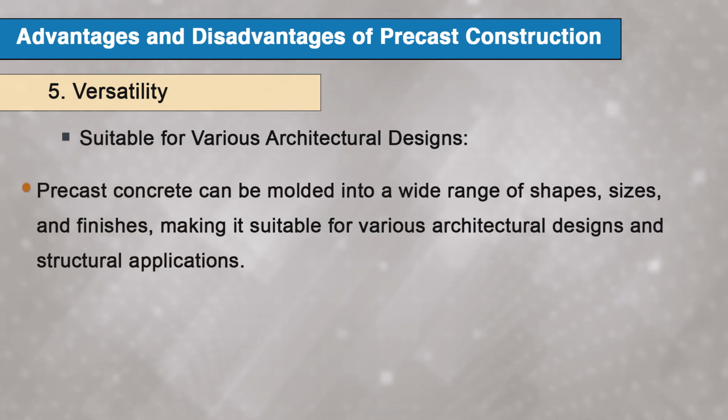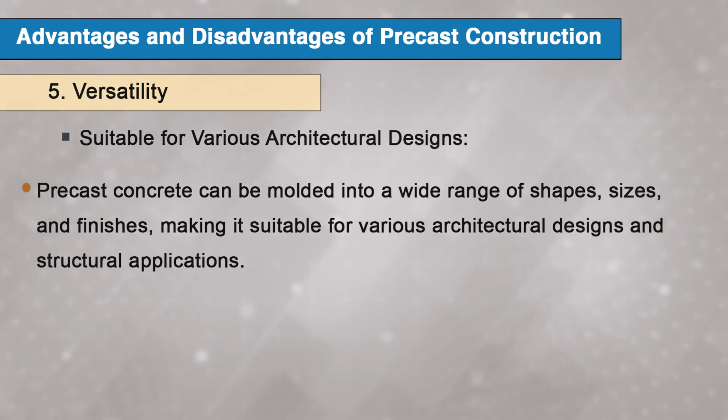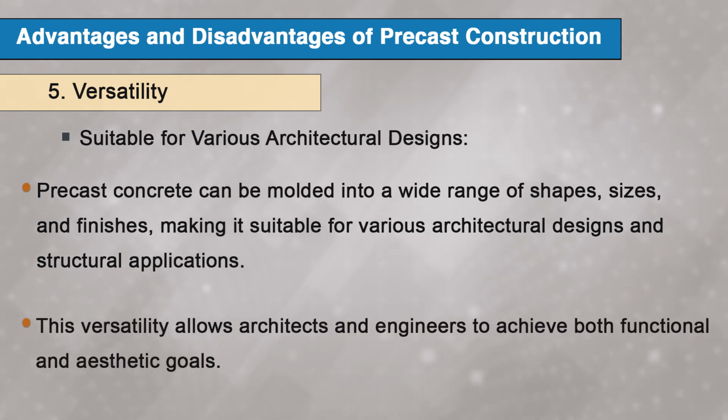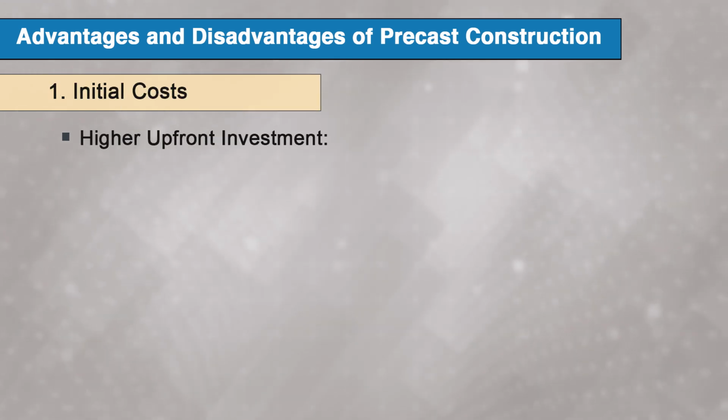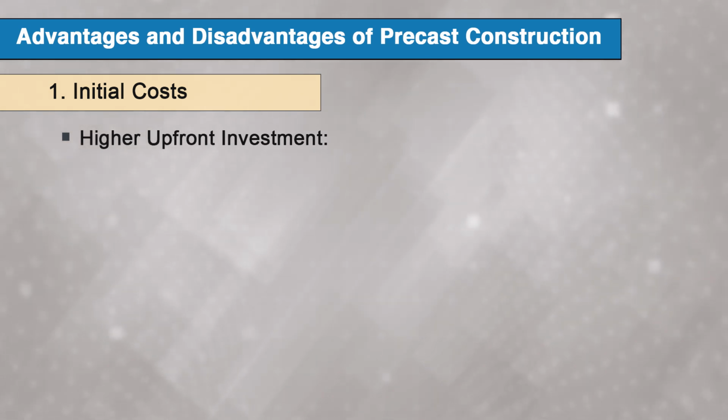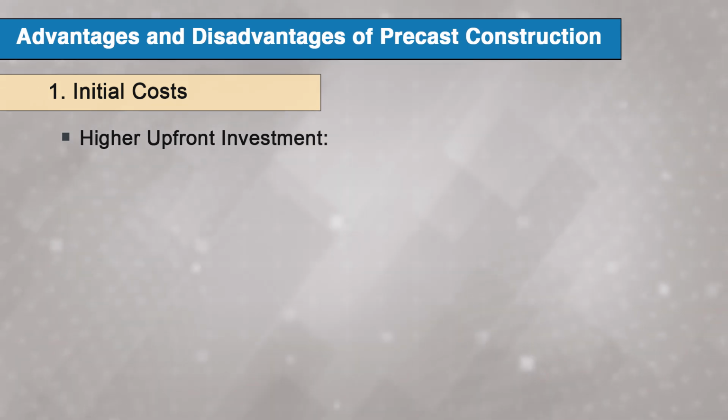So, precast concrete can be molded into a wide range of shapes, sizes and finishes, making it suitable for various architectural designs and structural applications. This versatility allows architects and engineers to achieve both functional and aesthetic goals. Taking an example, a precast panel can be designed in decorative finished patterns or even embedded colors, offering flexibility in design. So, if we talk about the disadvantages, the first that comes to mind is the initial cost, that is, a higher upfront investment.